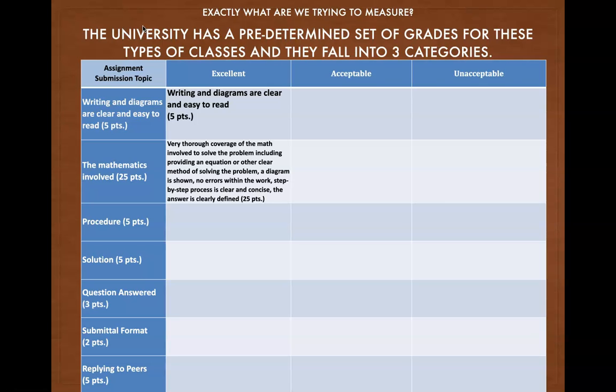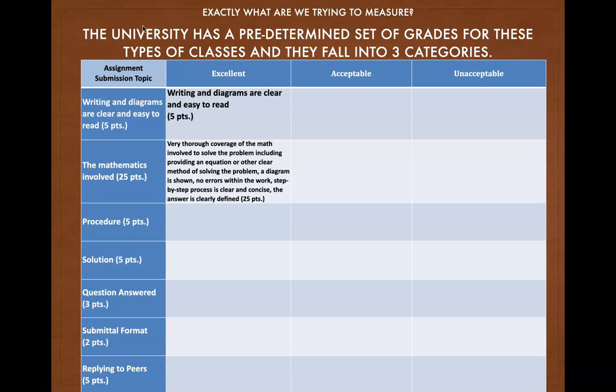So very thorough coverage of the math involved to solve the problem that the question asks, including providing an equation if possible, or other clear method of solving the problem, because part of this class is problem solving, and so we cover different methods of solving problems. So they could use one of those other methods if it's not an equation. A diagram is shown, if at all possible, because in the real test, they want a diagram.